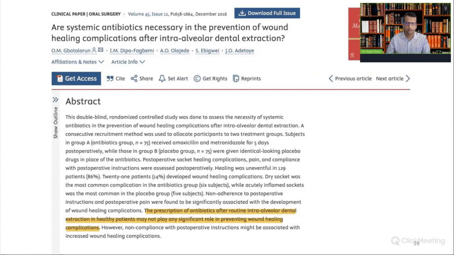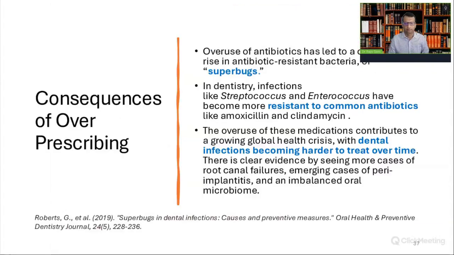Surprisingly, when they reviewed the data after 3 weeks or 4 months of study evaluation, they found that both groups of patients had the same number of complications, or the same number without complications. So there is absolutely no need to prescribe antibiotics if the patient is healthy and fit after a routine dental extraction. And as we know, dental extraction is the most commonly done clinical practice in dentistry.